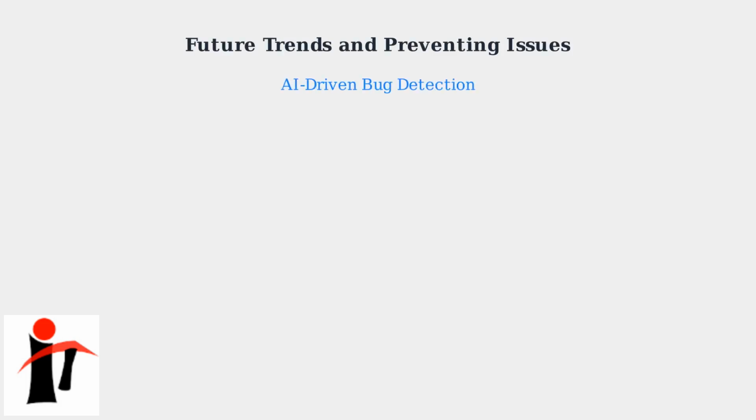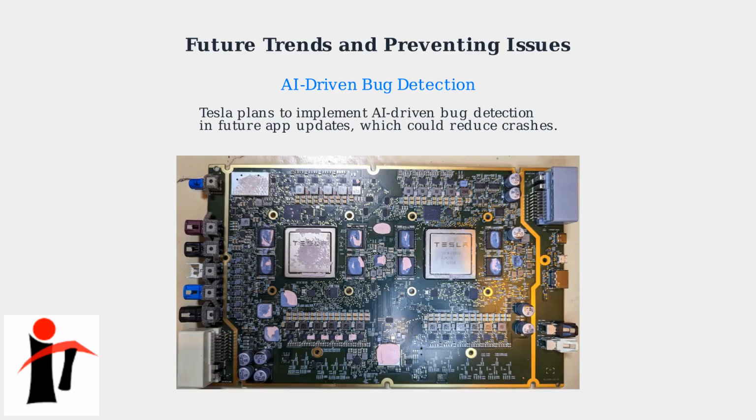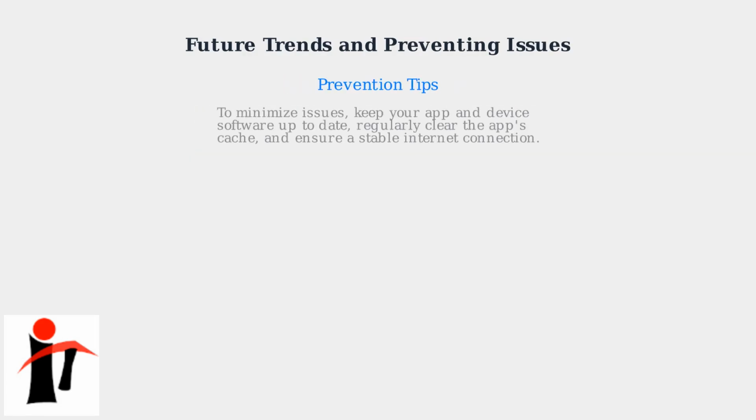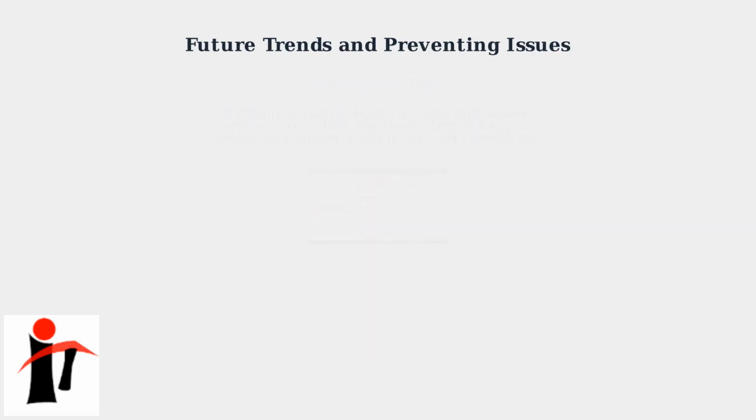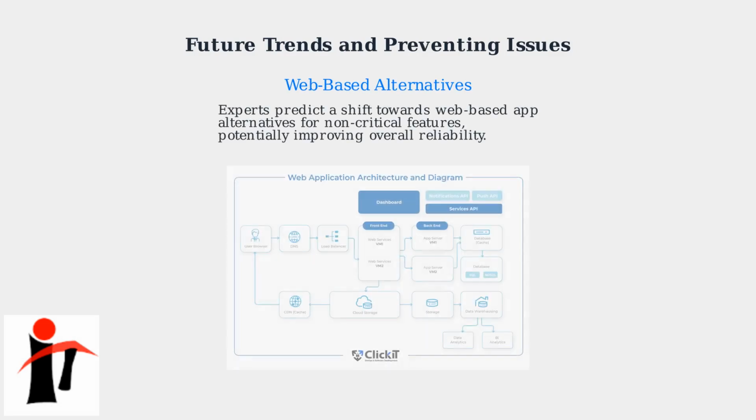Tesla plans to implement AI-driven bug detection in future app updates, which could reduce crashes. To minimize issues, keep your app and device software up to date, regularly clear the app's cache if possible, and ensure a stable internet connection. Experts predict a shift towards web-based app alternatives for non-critical features, potentially improving overall reliability.